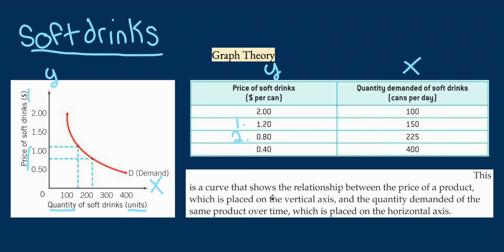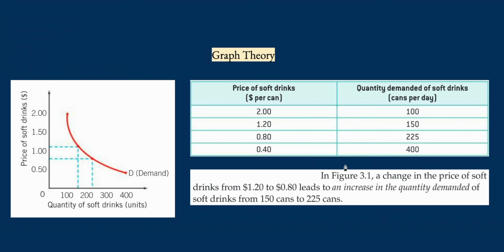This is a curve that shows the relationship between the price of a product, which is placed on the vertical axis, and the quantity demanded of the same product over time, which is placed on the horizontal axis. So essentially, if you ever need to describe this, just try to talk about how it's a relationship between the x and the y-axis. And once again, in case you don't believe me, a change in the price of soft drinks from 120 to 80 cents leads to an increase in the quantity demanded of the soft drinks from 150 to 125, as you can see with the dotted lines here.